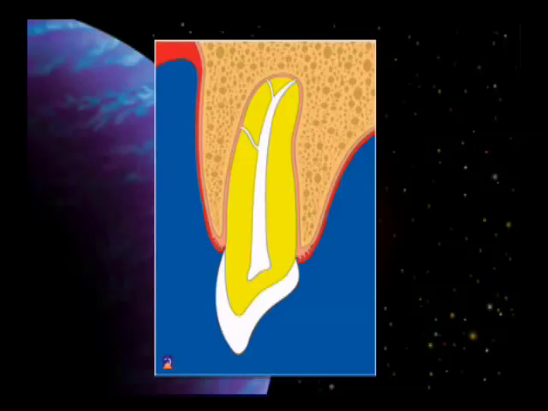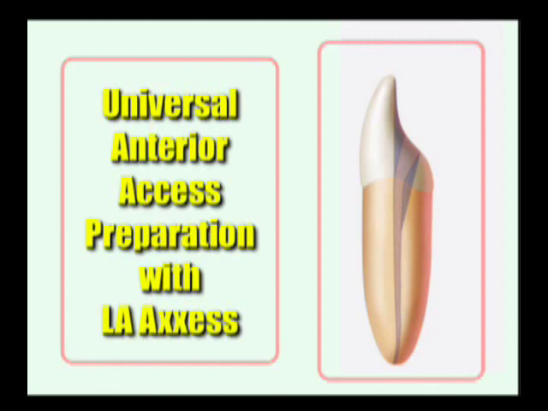So what we want to do is change the access opening both for the anterior and for the posterior region. This is an example of the traditional cingulum access that we've all done in the past. Now what I'd like to suggest you do is open it up more so that you have an incisal edge almost involved and go straight into the canal, and that gives you a chance to prepare the canal easily.